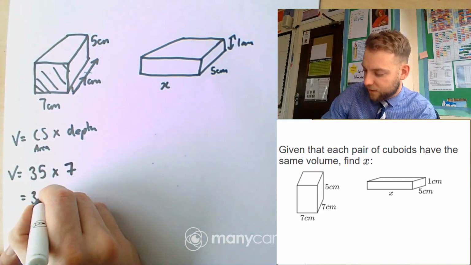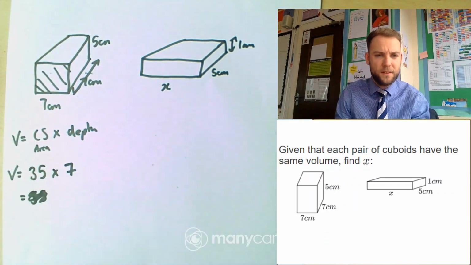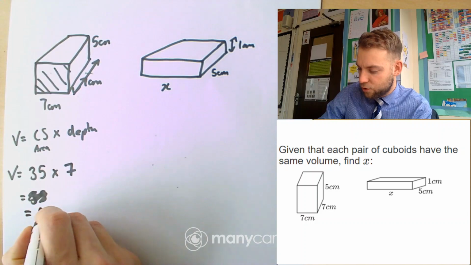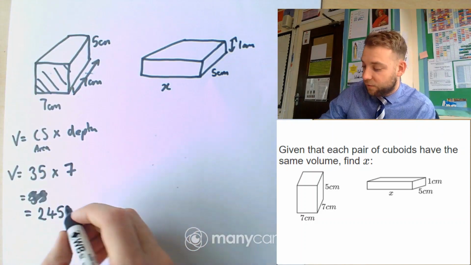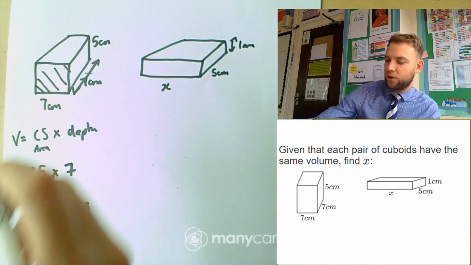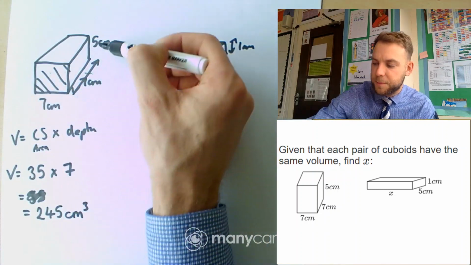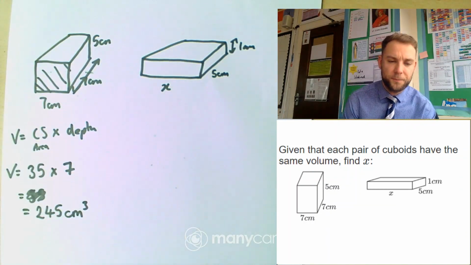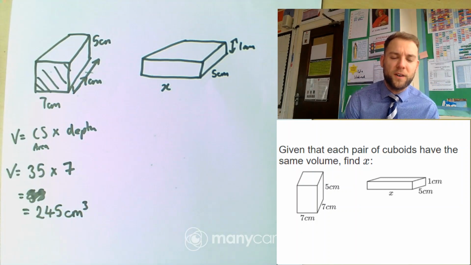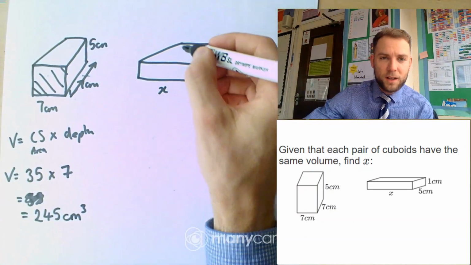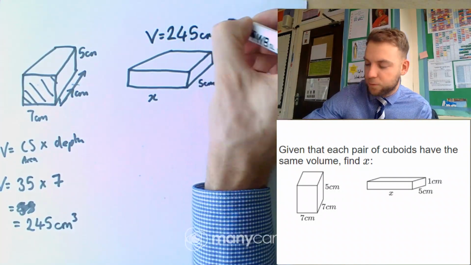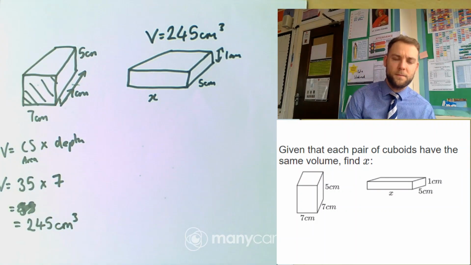So we end up with 35 times by 7, which is equal to 245. Remember, this is the volume, so this is centimetres cubed. So the volume, cross-sectional area, 7 times by 5 times by the depth, which is 7 in this case, 35 times by 7. So now I know that the volume of this is 245. I can literally write that above it. So the volume of this one I know is the same, so it's 245 centimetres cubed.